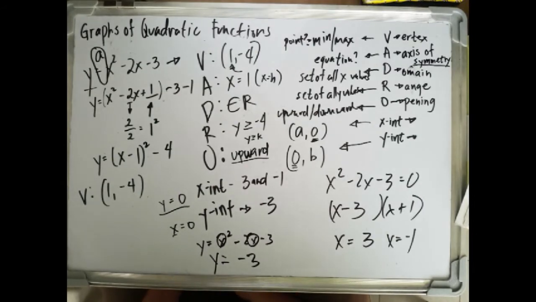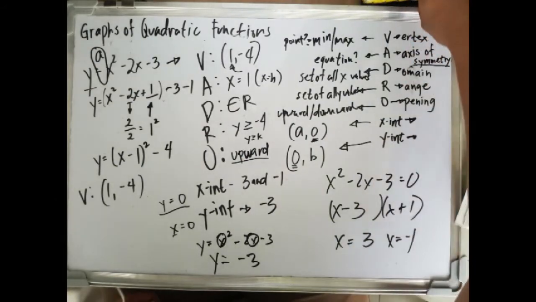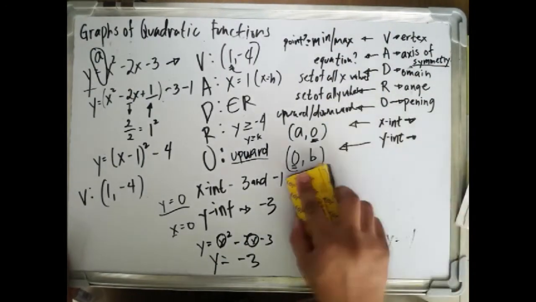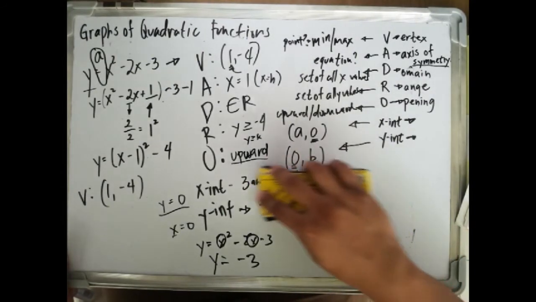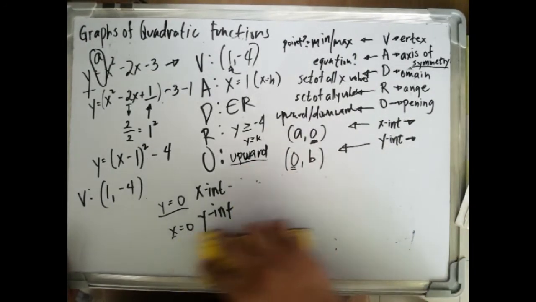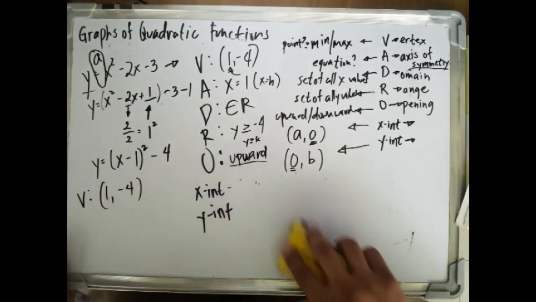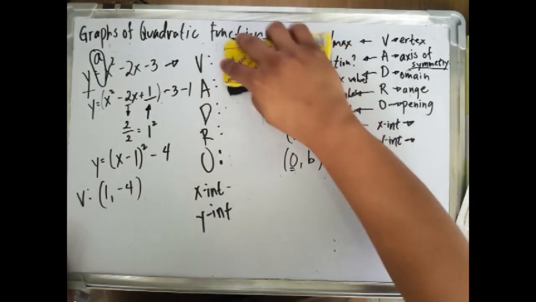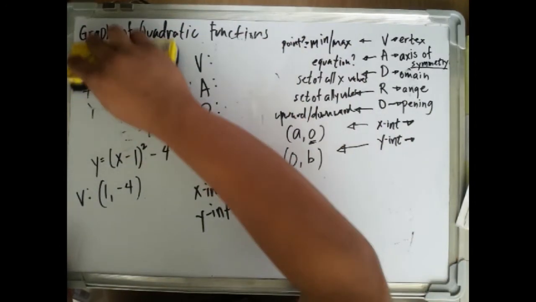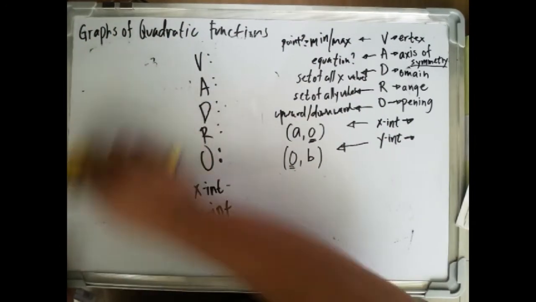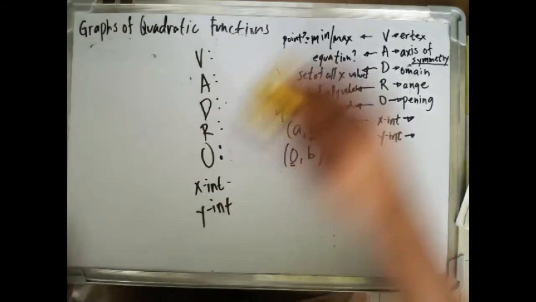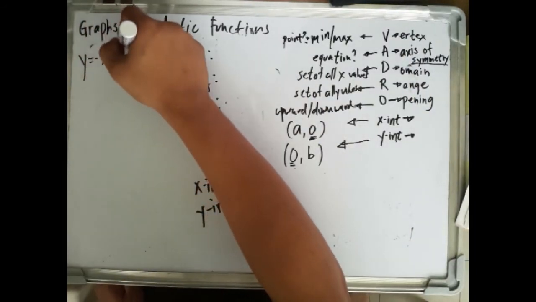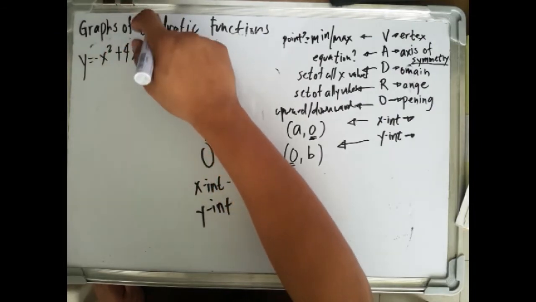Okay? Excuse me. So, let's have another example. Okay na? So, that's how you find the properties of a quadratic function. Okay, so, parahin natin. Let's have another example. We have y equals x squared plus 4x minus 1.